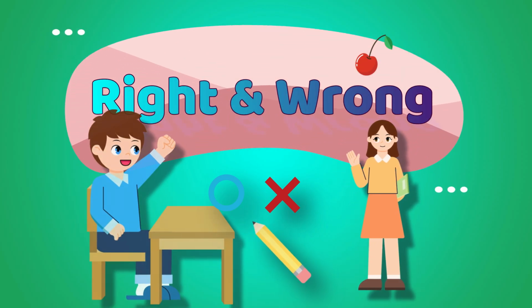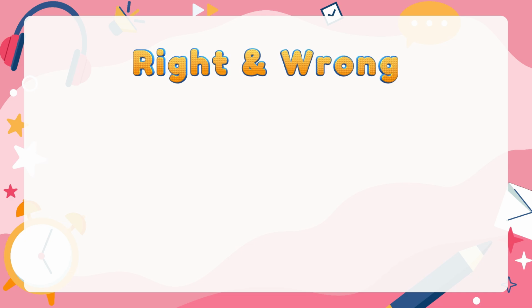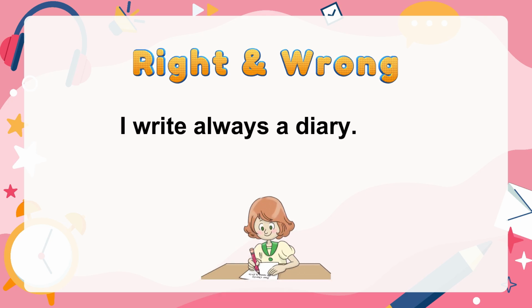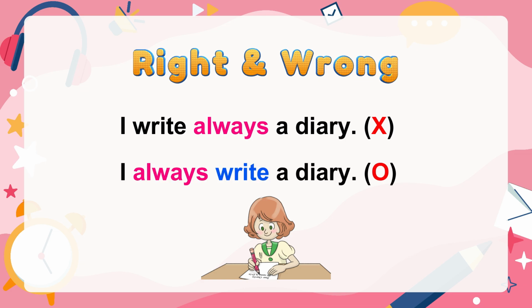Right and wrong. Now for the right and wrong section. The first one says, I write always a diary. This is wrong. Always comes before the main verb. The correct sentence is, I always write a diary.